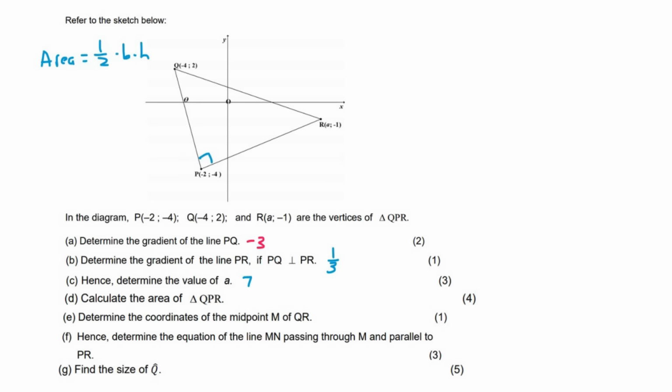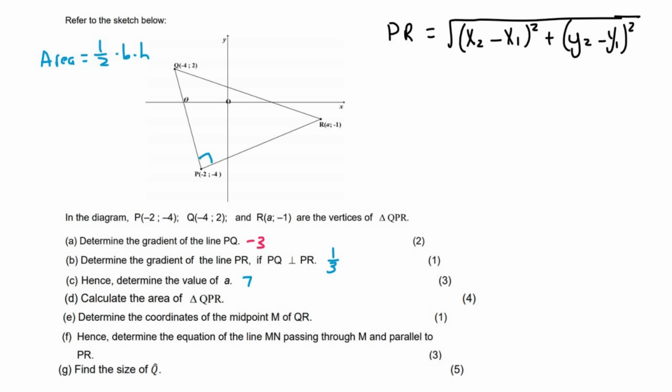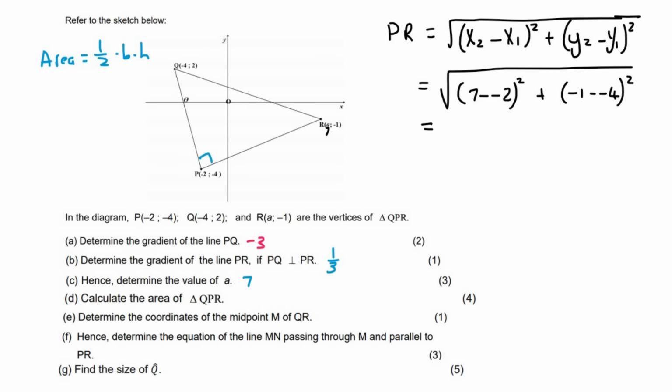And so we know that the distance formula, so let's say for PR, is the square root of x2 minus x1 squared plus y2 minus y1 squared. So I'm going to do that for PR, and so we can use 7, because remember this x value here is 7, minus minus 2 squared, and then minus 1 minus minus 4 squared. Go ahead, type that on the calculator. Now, I wouldn't round off, because this isn't our final answer, so I'm just going to leave that as 3 square root 10 for now.